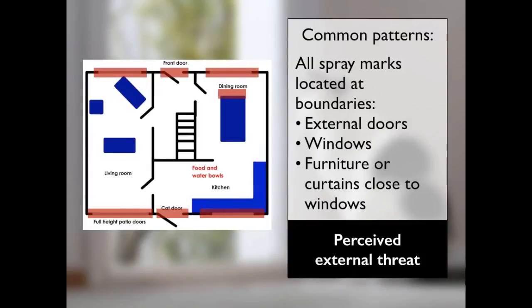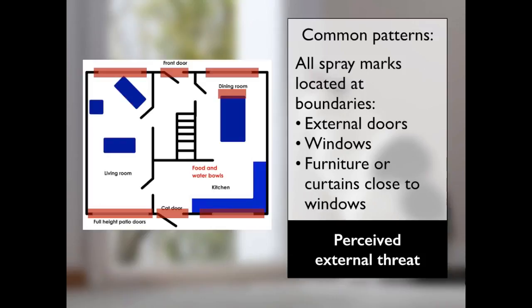This is one of the typical patterns where all of the spray marks are located around boundaries, particularly external doors, windows, or furniture and curtains that are close to those windows and doors. So you can see in this diagram that there's some spray marking going on around the dining room, particularly on the area around the windows, but also on the furniture which is close to that window.